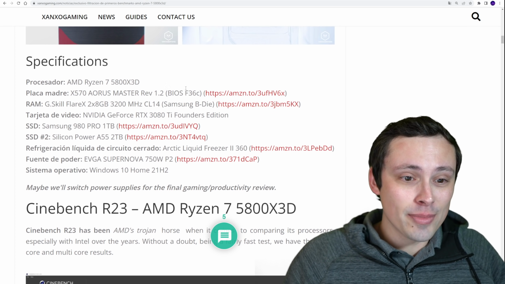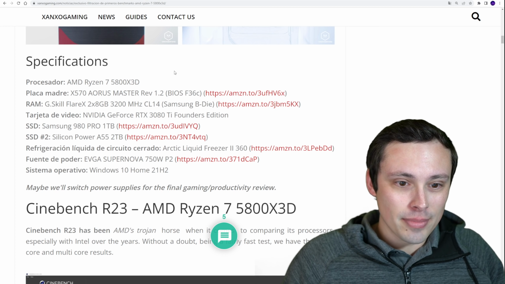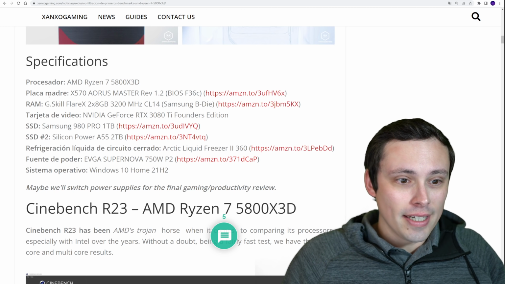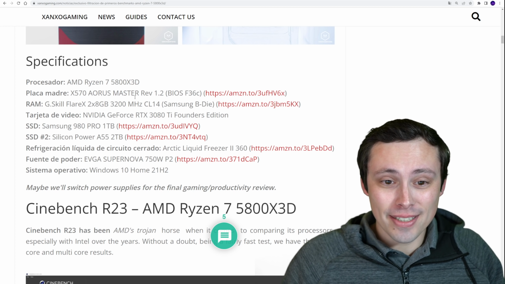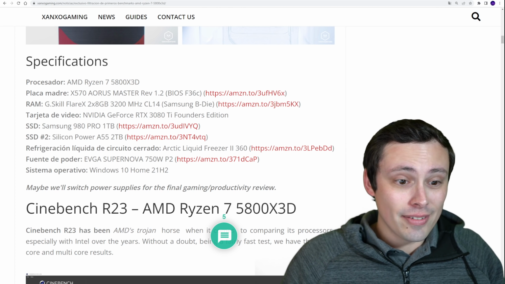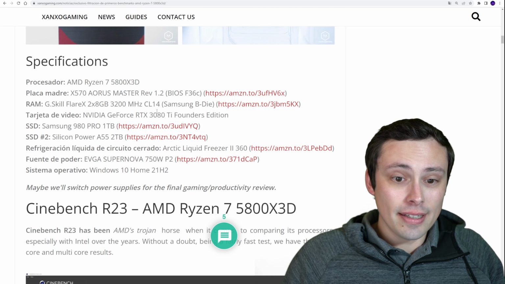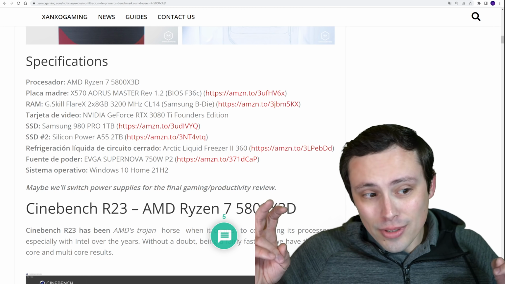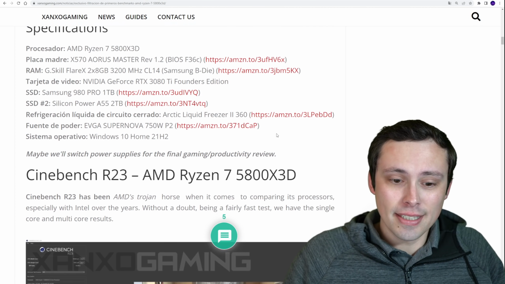So their test system specifications, which is usually relevant, make sure that it doesn't seem like it'll be bottlenecked by something. Now, it does seem to be 16 gigabytes of RAM in a 2x8 configuration, on a motherboard, an X570 Aorus Master. They've got a Samsung 980 Pro SSD with another Silicon Power A55 2TB SSD. And they've got an RTX 3080 Ti Founders Edition. They do say the RAM is only 16 gigabytes, but it is Samsung B-die, apparently. So it looks like a pretty solid test system.